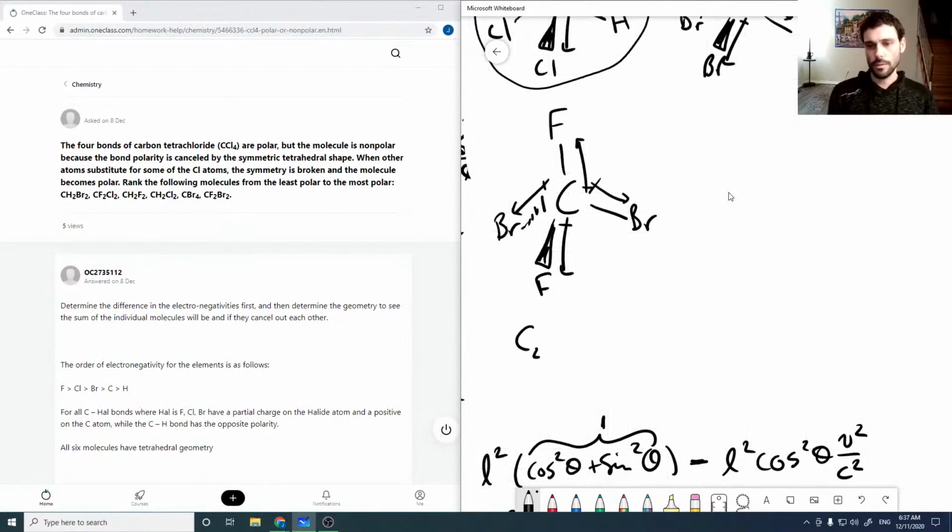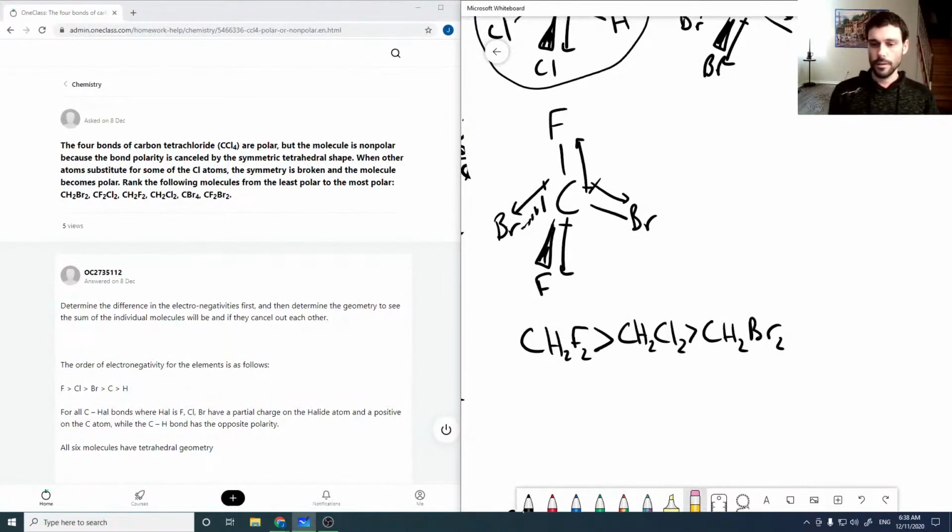C2F2 is going to be greater than C2Cl2, which is going to be greater than C2Br. I missed some hydrogens in there. I'm just going to erase it and start over again. I started off badly. So CH2F2 is going to be greater than CH2Cl2, which is going to be greater than CH2Br2. So our dipole is going to run in that order, at least for the hydrogen-containing ones.